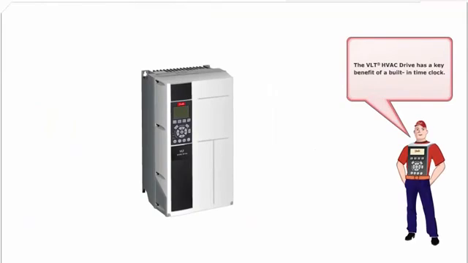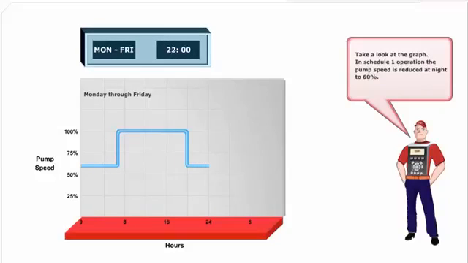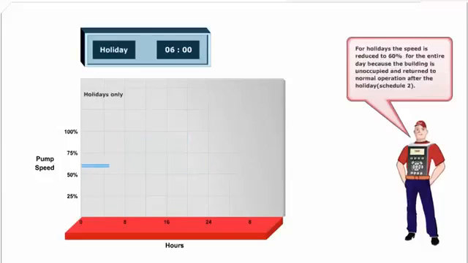The VLT HVAC drive has a key benefit of a built-in time clock. A new built-in time clock allows scheduled start or stop of motors, and time or date stamp of events. During unoccupied time, the speed of the swimming pool pump motor can be reduced. Take a look at the graph. In Schedule 1 operation, the pump speed is reduced at night to 60%. For holidays, the speed is reduced to 60% for the entire day, because the building is unoccupied, and returned to normal operation after the holiday.